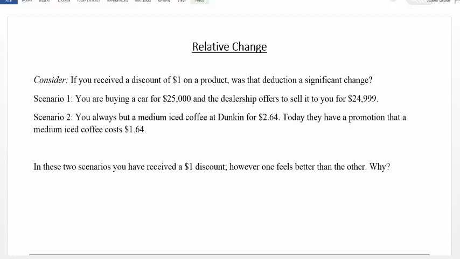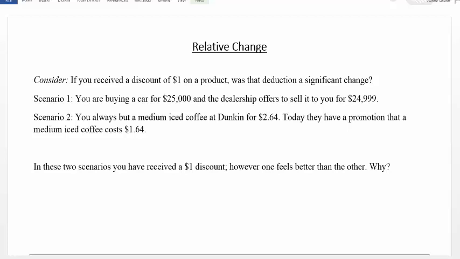Relative change. Another type of change that we can consider in calculus to study how different functions change is something called relative change. Consider this. If you received a dollar discount on some product, was that deduction a significant change? Well, the answer is that it really depends on what you bought.